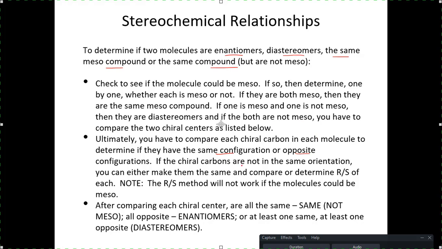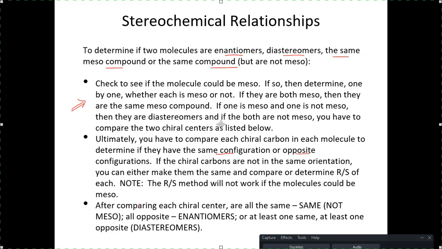And if the chiral carbons aren't in the same orientation, then you're kind of stuck having to do R and S for each one. And remember, if they have opposite configurations, they are opposite. If they have the same configurations, they are the same configuration. But you have to note that the R and S method does not work if the molecules could be meso, which is why checking to make sure if the molecule is meso or not is always number one. That's always the first step.